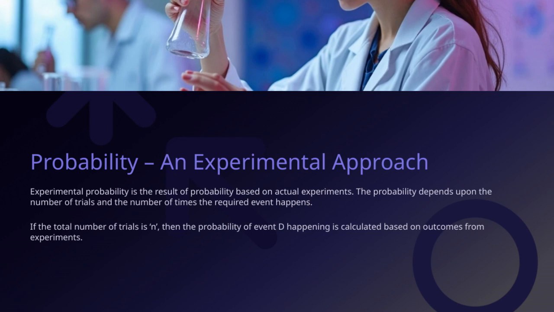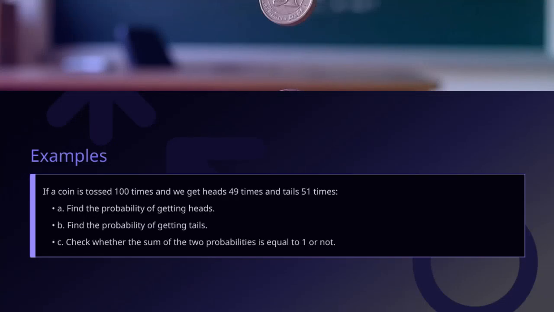By observing these outcomes, we can estimate the likelihood of event D happening in real-world situations, which makes this approach very practical and grounded in actual data. This connects to the overall theme of understanding probability through experimentation, helping us see how real results inform our expectations about future events. All right, let's walk through this slide.